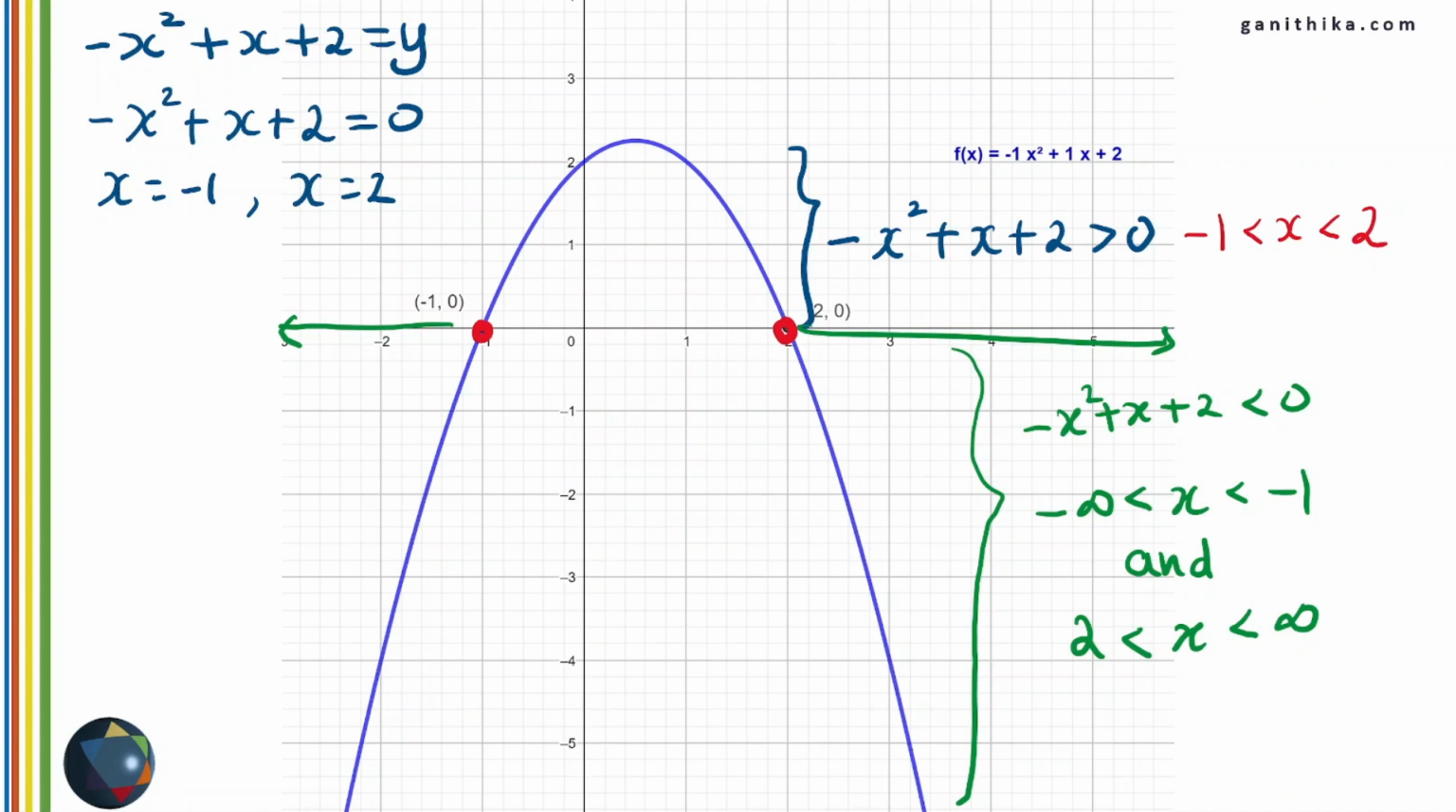So there are 2 inequalities being solved in this case. One is the greater than 0 inequality, for which the solution is between minus 1 and 2. The other one is the less than 0 inequality, which is in the 2 ranges minus infinity to minus 1 and 2 to infinity. Let's do the same question analytically without using the graph.